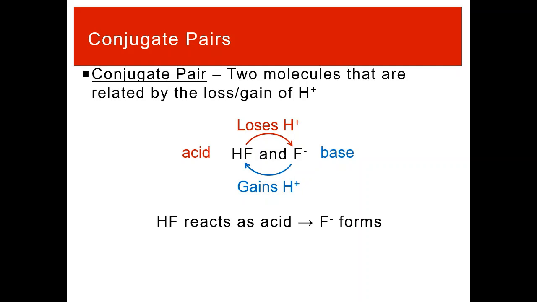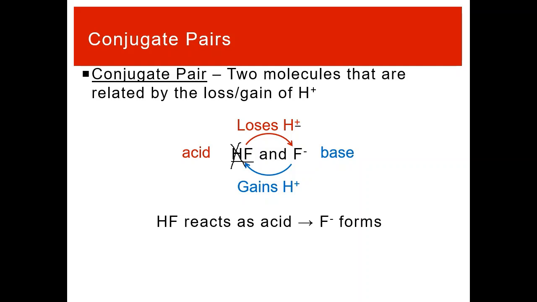Those are really small and predictable changes in molecules. So we can define a conjugate pair as two molecules that are related by either the loss or gain of an H+. So suppose I start with HF. If HF loses one H+, it is behaving as an acid. It loses that H and loses positive charge, and what would be left is F−. So we call F− the conjugate base of HF.